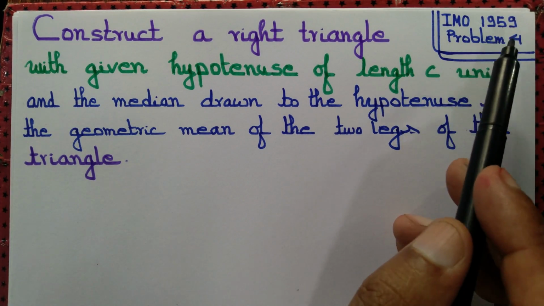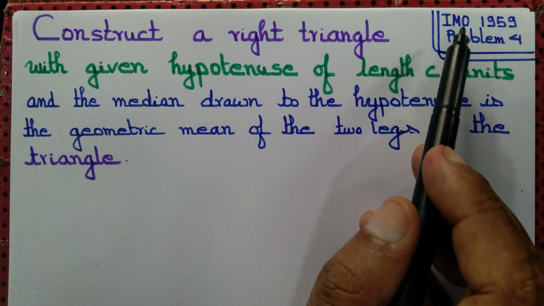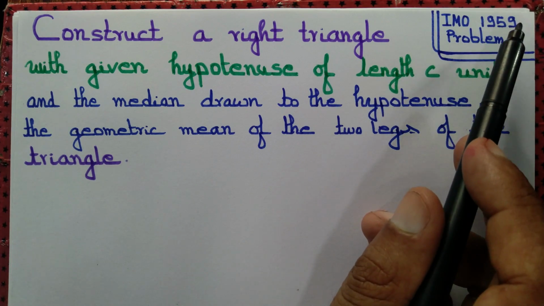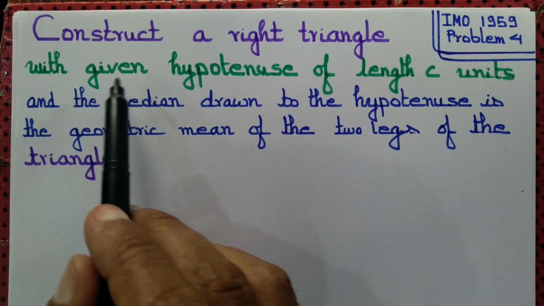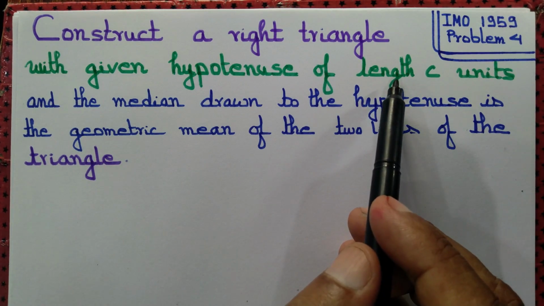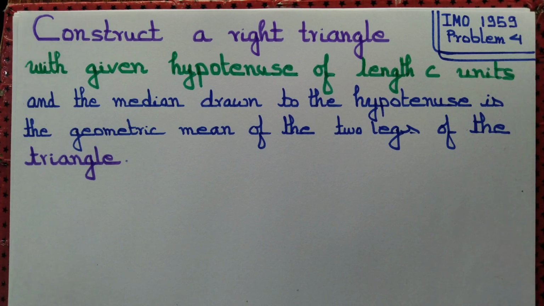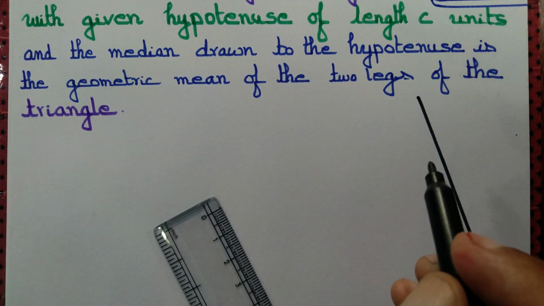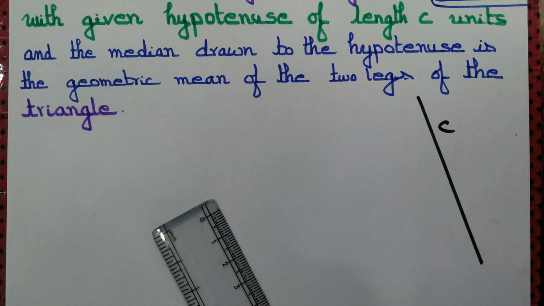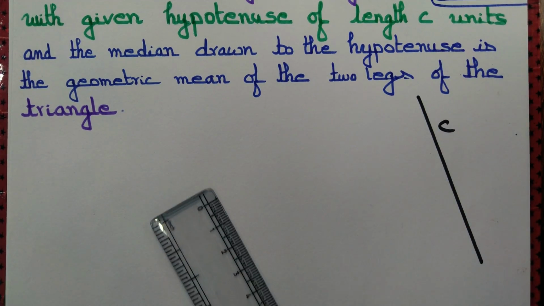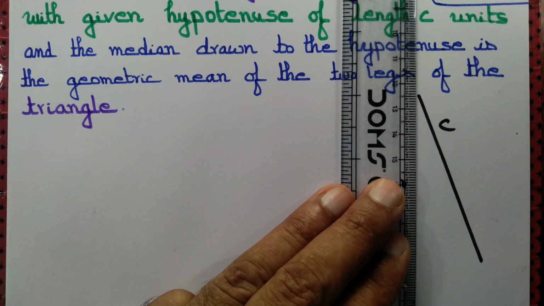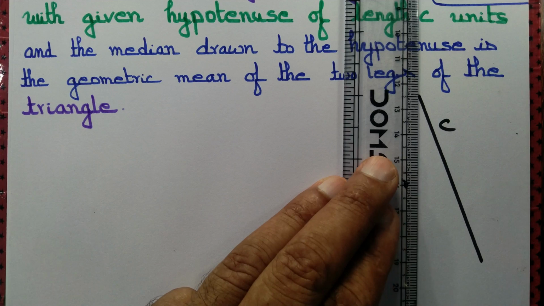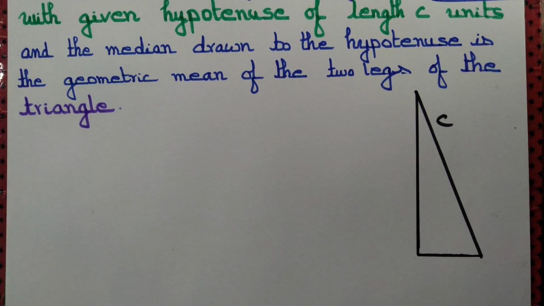Let us solve problem number 4 of the International Mathematical Olympiad 1959. We want to construct a right angle triangle with hypotenuse measuring C unit. So let us draw the hypotenuse, a rough one, and it measures C unit. Now we want a right triangle, so we will be drawing a rough one. And we got a right triangle.